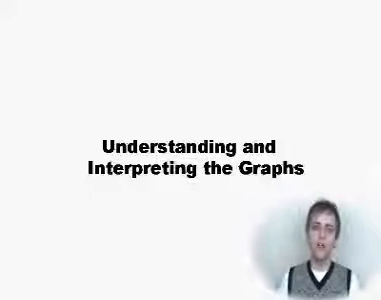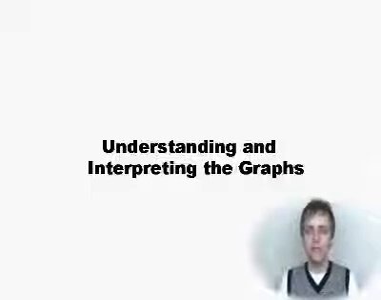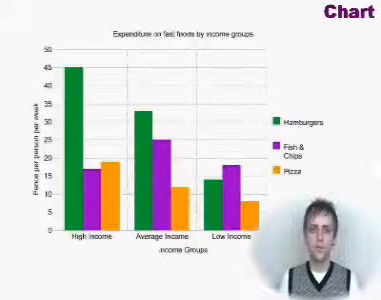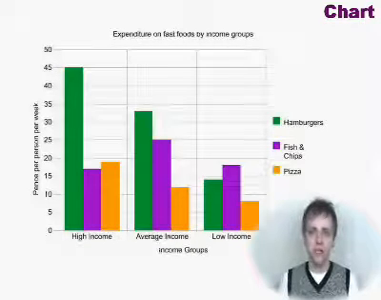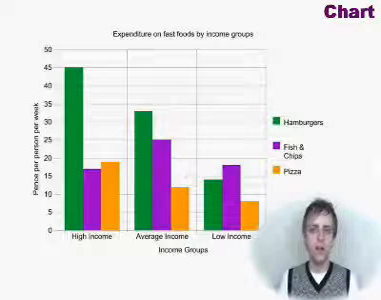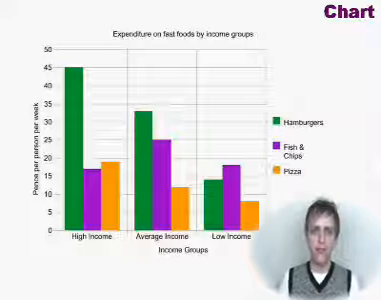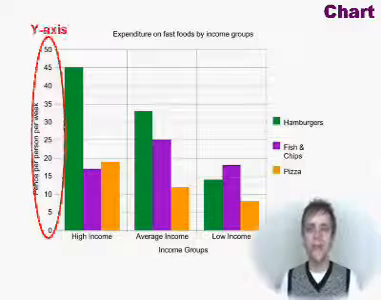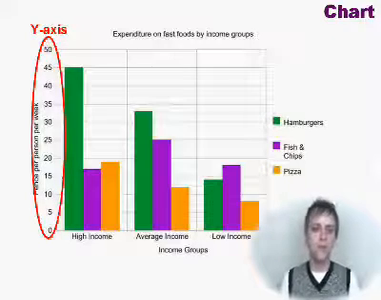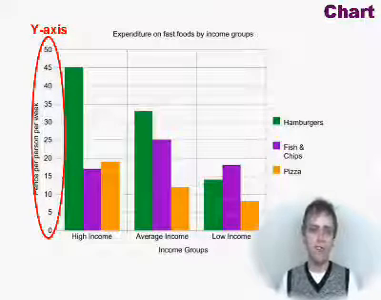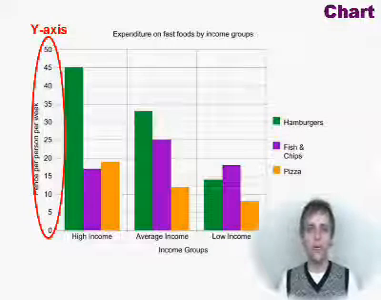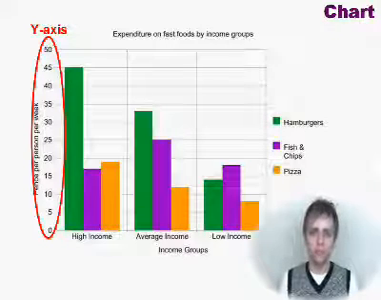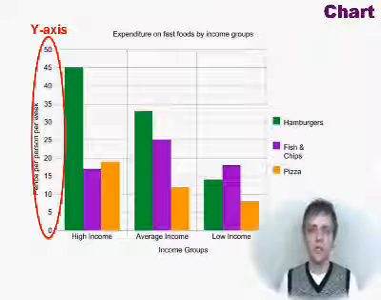Okay, now let's look a little bit more closely at each of the graphs. So here's our first graph in more detail. Now the first thing you look at is the y-axis, which is on the left here. What does the y-axis tell us? Well, if you read the label, you can see it says pence per person per week, so it tells us how much money we spend every week.